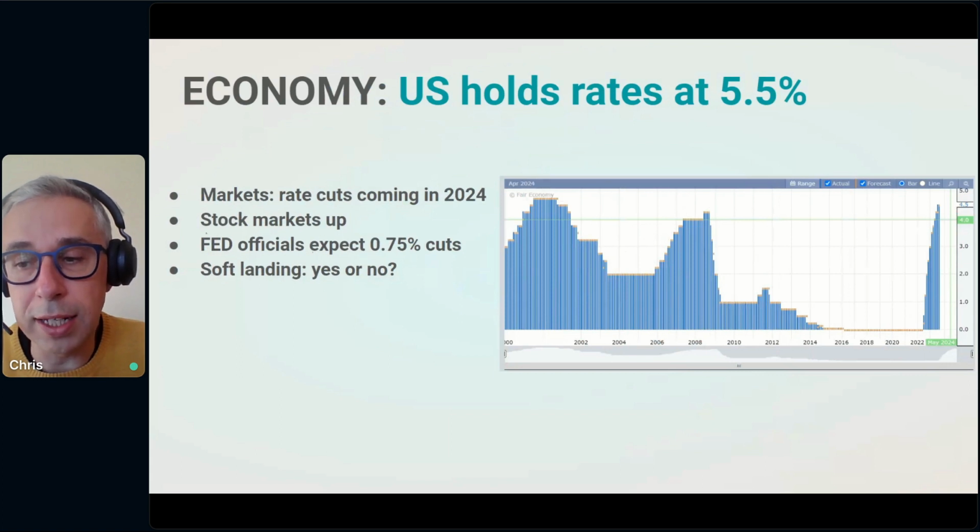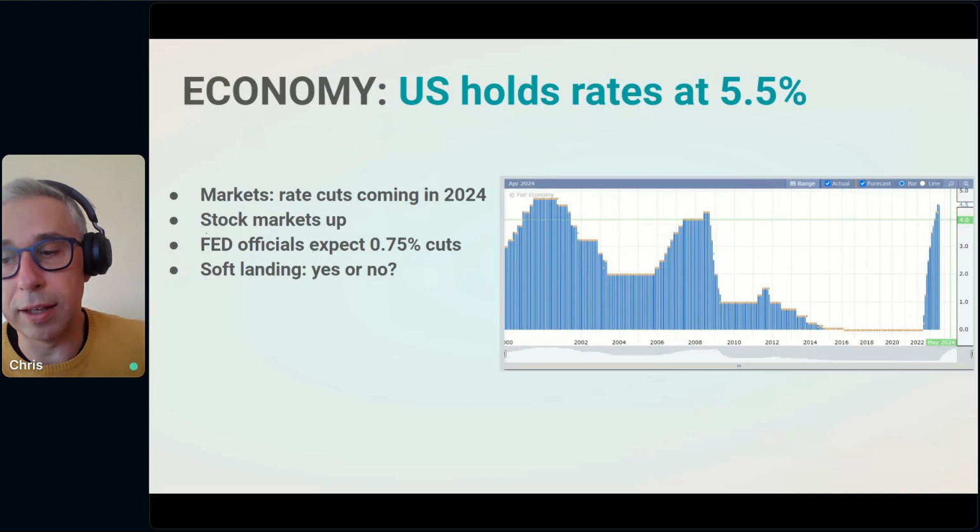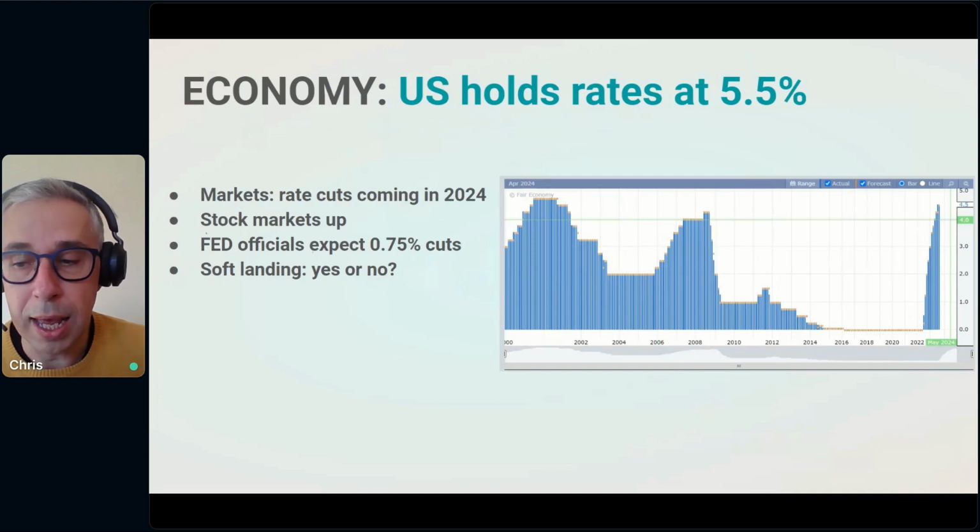Now, others think that a soft landing is still not that likely, despite the significant progress on inflation and a relatively strong economy still. They think that the last push to the path of 2% inflation will be the most difficult, and a combination of below trend growth, rising unemployment, and slowing wage growth will make it too difficult for a soft landing.